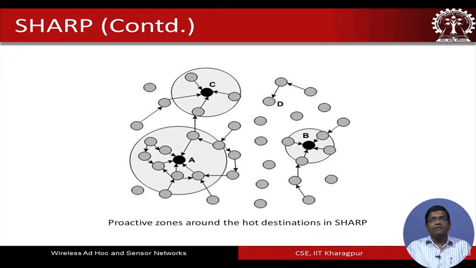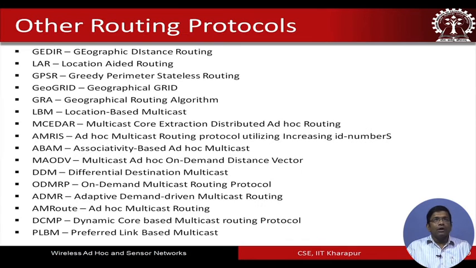This is the main difference between ZRP and SHARP. And with this we come to an end of the hybrid routing protocols. We have already gone through a few examples, features of some of these example routing protocols belonging to the proactive category, reactive category and the hybrid category.